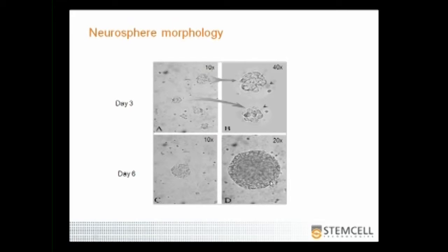Another indicator of a healthy neurosphere culture is the actual morphology of the neurospheres in the culture medium. At day 1, small clumps of cells are normally attached to the bottom of the tissue culture vessel, and the cells continue to proliferate within these clumps.